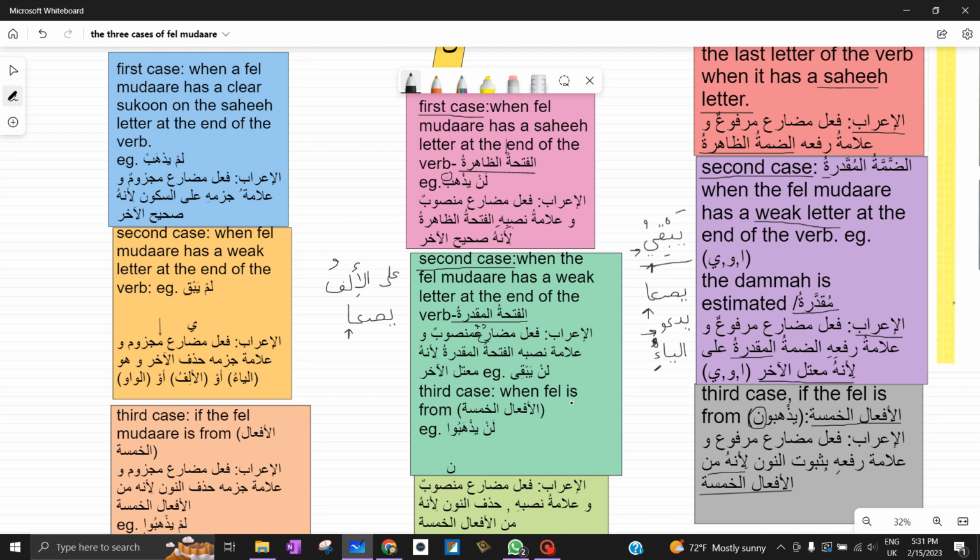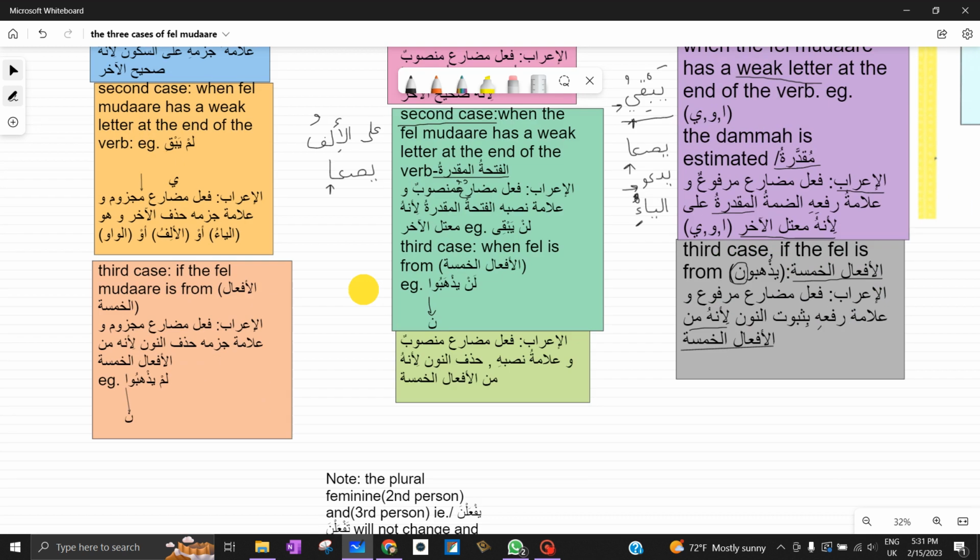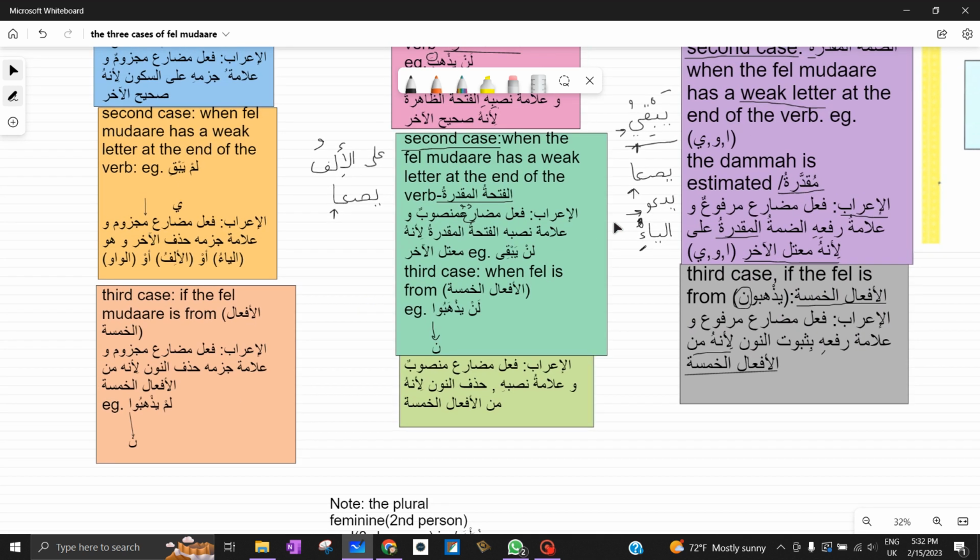Now the third case is from af'al al-khamsa. Now, when the af'al al-khamsa is there, what will you do? The noon is deleted. The i'rab is the same. Fail mudare mansubun wa alamatu nasbihi hadhfu an-noon li'annahu min al-af'al al-khamsa. It's the same.